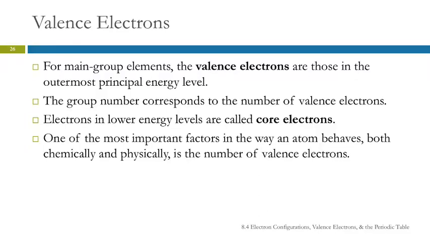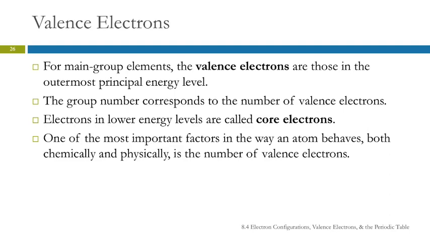Okay, so we're talking about electrons. For main group elements, valence electrons are the electrons in the outermost principal energy level. The reason these are important is because being on the outside, they are the ones that interact with other atoms, and so the number of valence electrons has a big effect on how the atom behaves, its chemical and physical properties.